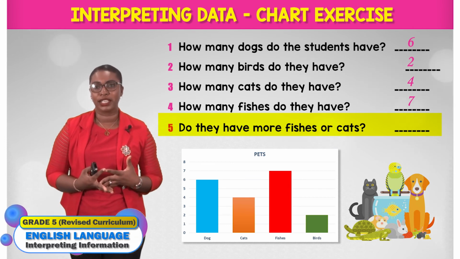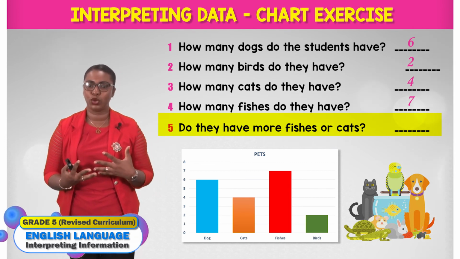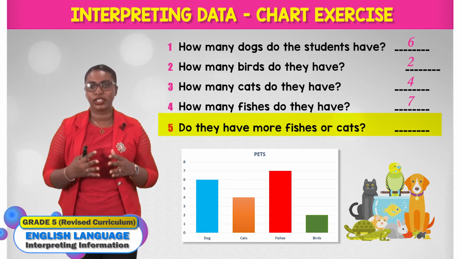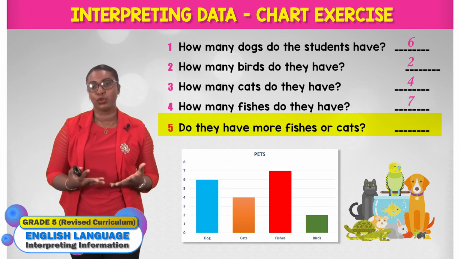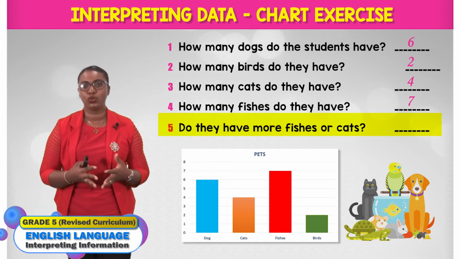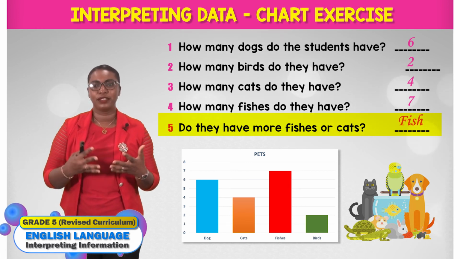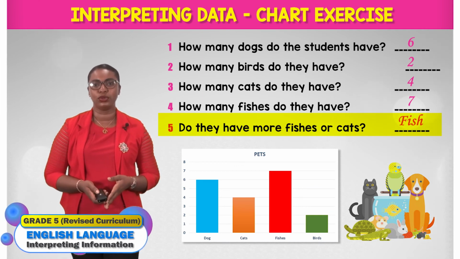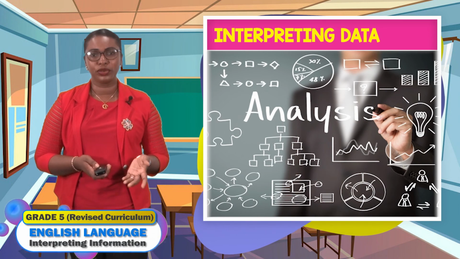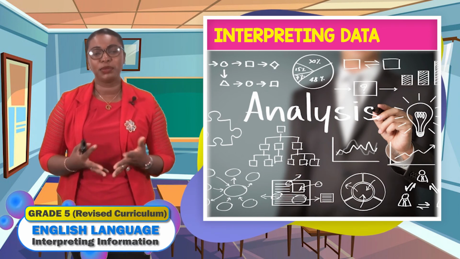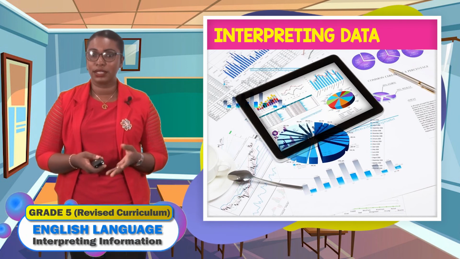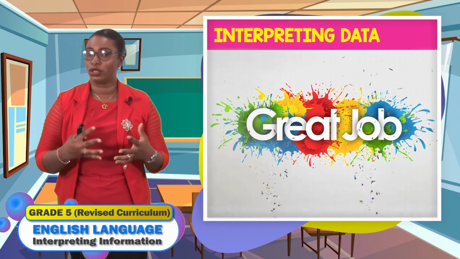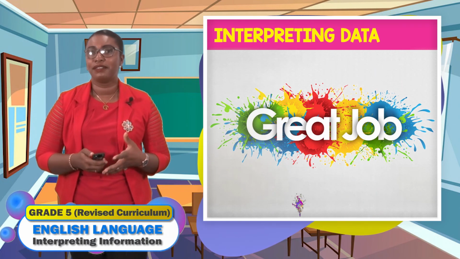You will look at the bar again. How do we determine which one is more? We're looking particularly at the bar for fish and cat. Which one is taller helps us to determine which one is more. So out of the fish or the cat, which one is more? Most definitely, the fish is more than the cat. So the students have more fish than they do cats. Were you able to find those answers? Were you able to interpret the information correctly? Was it difficult? I'm sure that you were able to get some of them right, if not all of them. I'm sure that you all did a very good job.